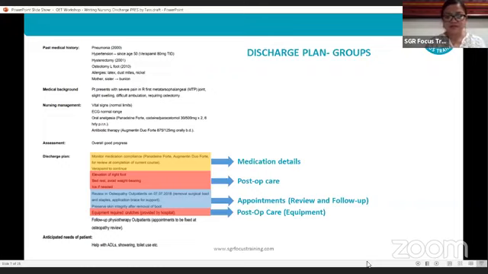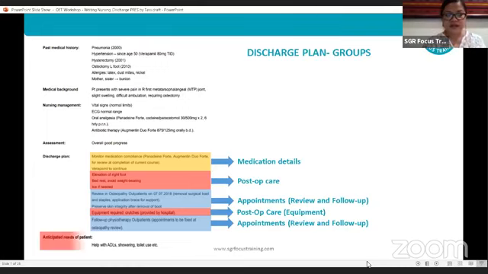Now, the last information under the discharge plan, again, is another appointment. So we could put that under our appointments, review, and follow-up. There's another one just below the discharge plan, and that is the anticipated needs of the patient. It says help with ADL, showering, toilet use. Again, all related to the bed rest and the post-operative care. So we could group them all together.